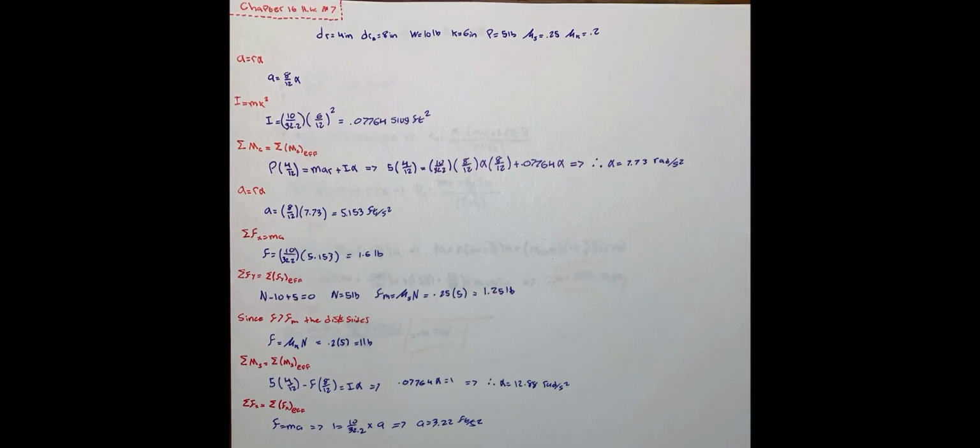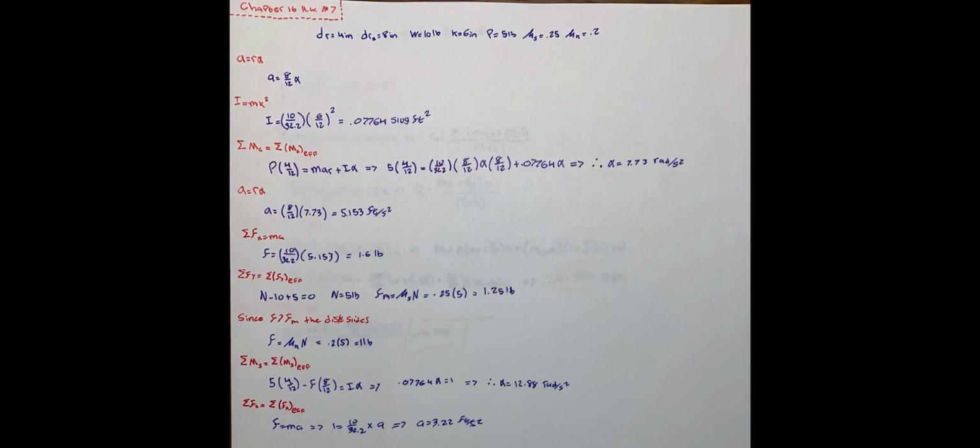So we know the relation acceleration is equal to r times alpha. So a is equal to 8 over 12 times alpha, and then we'll save that for later. We know that I is equal to mk squared, so we can plug in our knowns here, and we can solve for the inertia, which is 0.0774 slug feet squared.